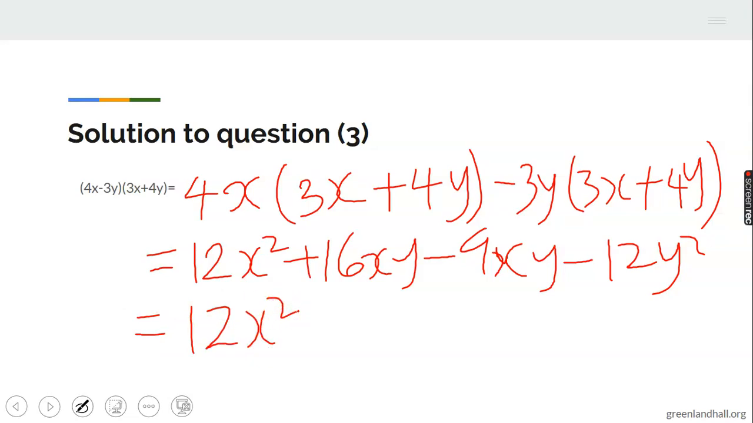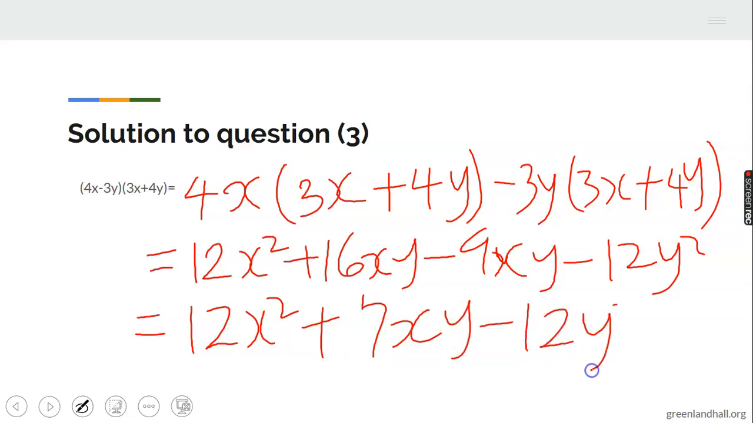Now, this and this, they are the same thing. So you can subtract or you can add. So this will give us 7xy minus 12y squared. That will be your final answer.